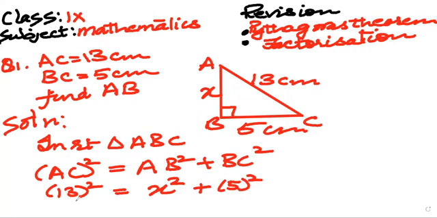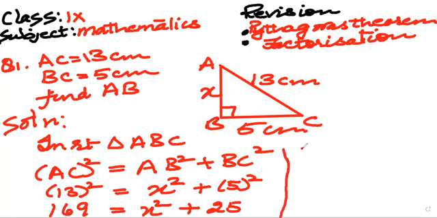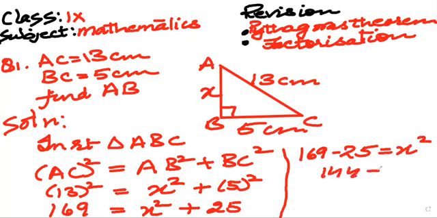Okay, so now let's solve it. 13 square is 13 into 13, that is 169. It is x square plus 5 square, which means 5 into 5, 25. Now children, this is a simple equation. You have to solve this. 25 will go on the other side and it will become minus 25, 169 minus 25 is equal to x square. 169 minus 25 will be 144.